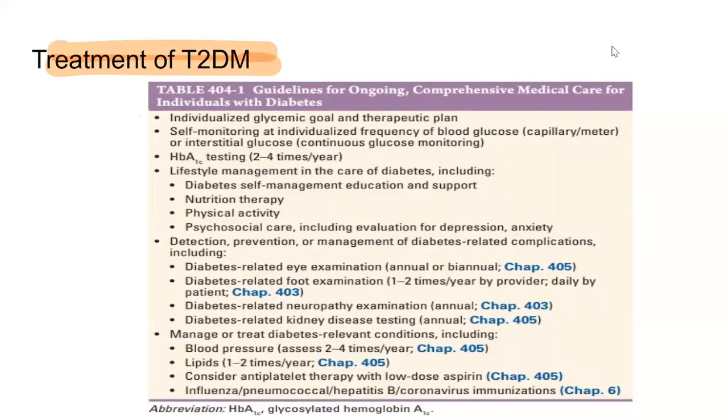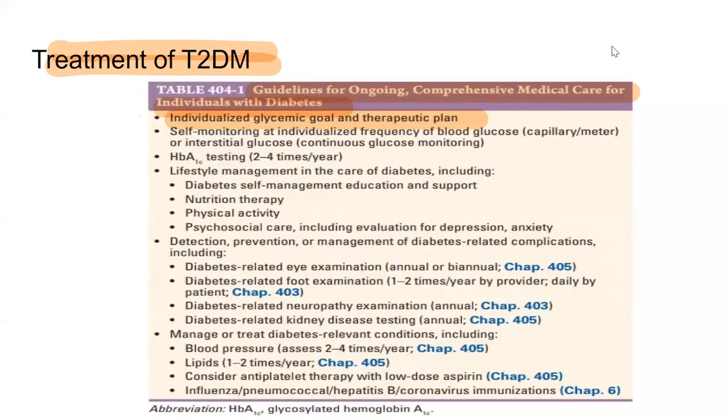Now, treatment of type 2 diabetes. It is not just that we have to treat with drugs. There are a lot of things we should do that can prevent the complications. So these are the guidelines for ongoing comprehensive medical care for individuals with diabetes. It's not just that we have given the drugs, we have to do comprehensive medical care for diabetic individuals. First one is individualized glycemic goal and therapeutic plan. So we should have a glycemic goal and therapeutic plan that is individualized for each patient.